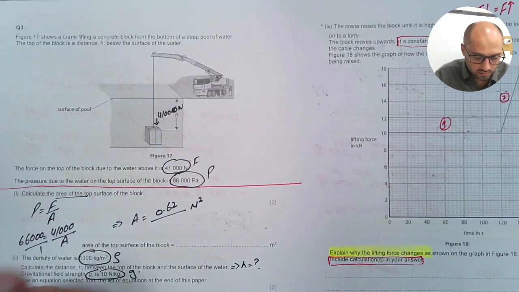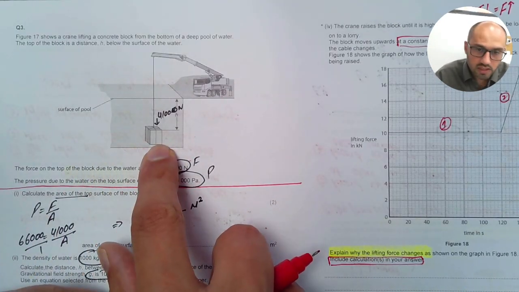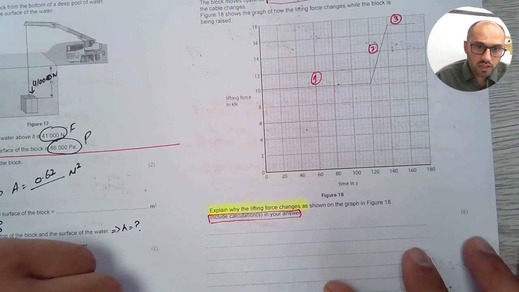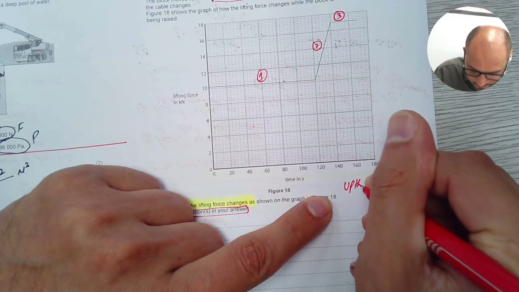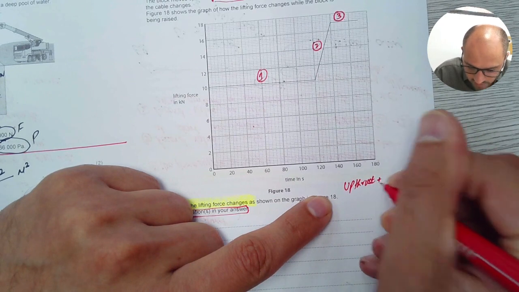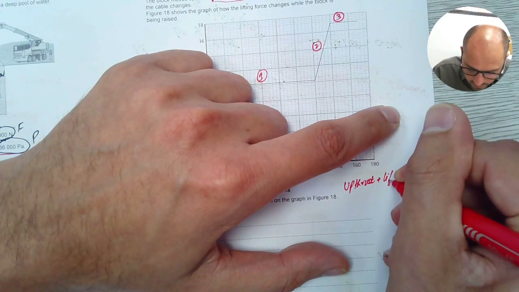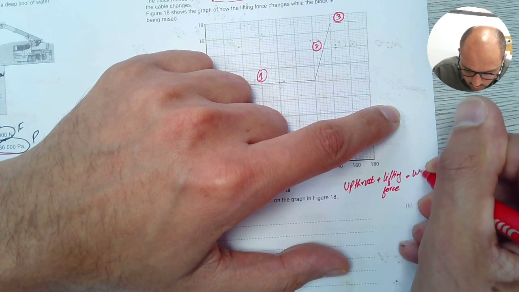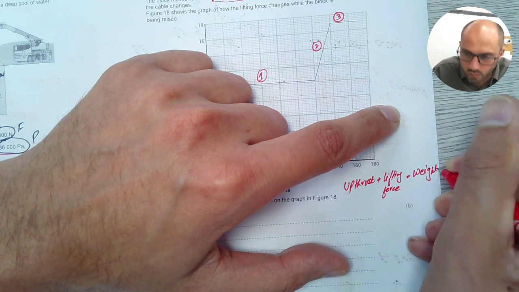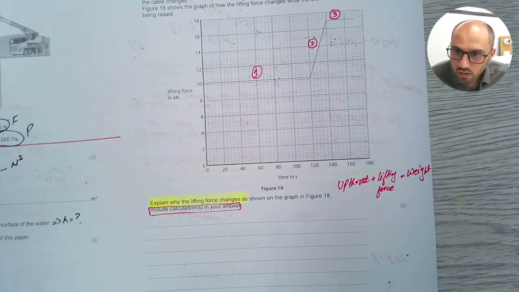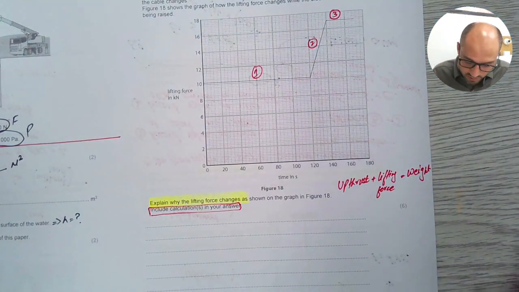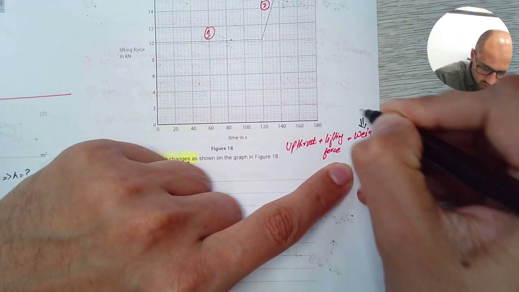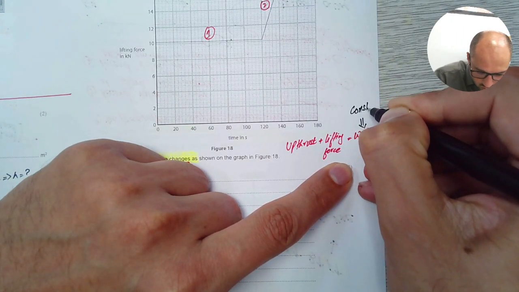We know that the block is underwater. So when something is underwater, there will be some forces acting on it. So what are those forces involved? In this case, upthrust plus the lifting force will be equal to the weight force, because weight is going to be acting downward while the other two forces will be acting upward. For this situation, my weight will always remain constant.